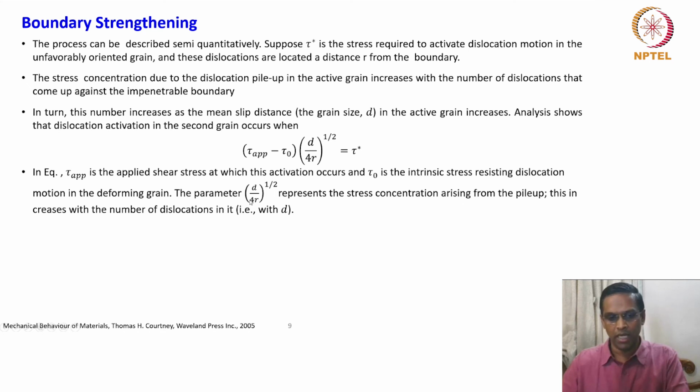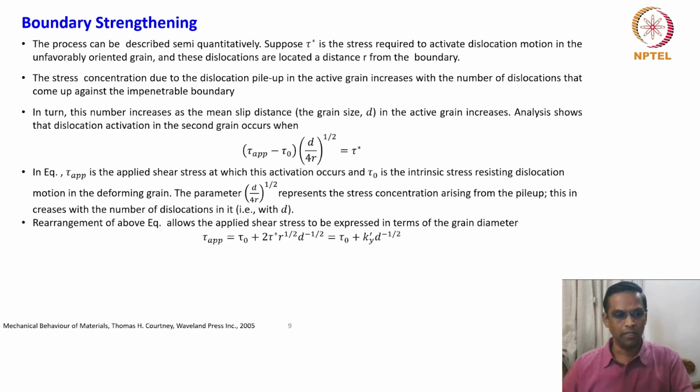Very important. So we have been looking at the shear stress which is required to move the dislocation past obstacles and so on. So what is the pileup effect? The pileup effect is this. That's why the parameter comes. (d by 4r) to the power half represents the stress concentration arising from the pileup, and this increases with the number of dislocations in it, with the D. So this parameter is going to contribute more as the grain size increases. That is how we should look at it.